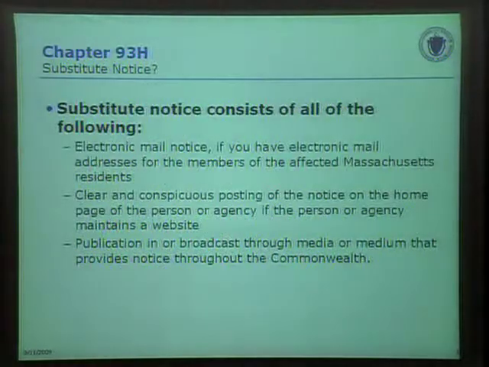Substitute notice consists of electronic mail notice, if you have the email addresses of the affected customers; clear and conspicuous posting of the notice on your homepage, you can't just tuck it into the back there and hope it'll blow over; and publication in or broadcast through the media or medium that provides notice throughout the Commonwealth. Chances are, if you've reached this level, you'll get this broadcast through all the news agencies because you'll be on the 6 o'clock news.